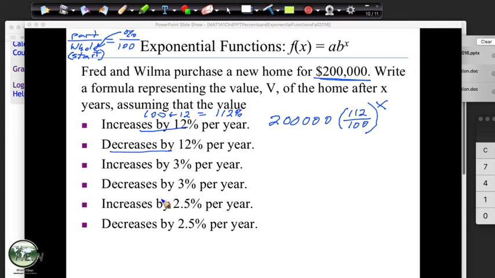Decreases by 12% per year. What do we do first? Subtract 12%. So what we use as our percentage is 88%. We do exactly the same thing. We're starting with the $200,000 value, we have 88% over 100 to the x. And you'll see, yes, that does become 0.88.